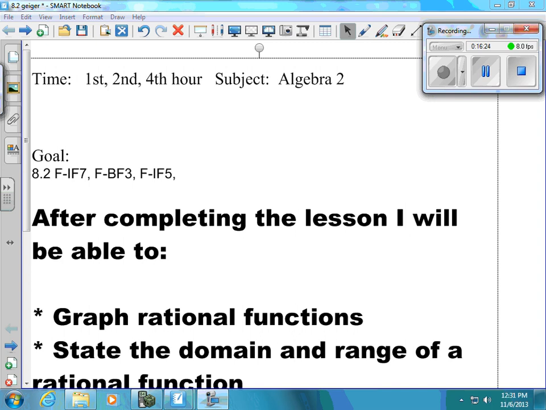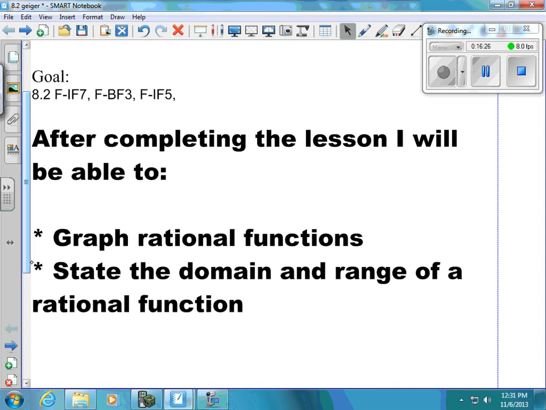So looking back at our targets for today, did we graph the rational functions? I believe we did. We learned how to do that. That's the end of each problem. And we were able to state the domain and range of the rational functions, which were based off of what? Yes, they're based off of the asymptote lines.